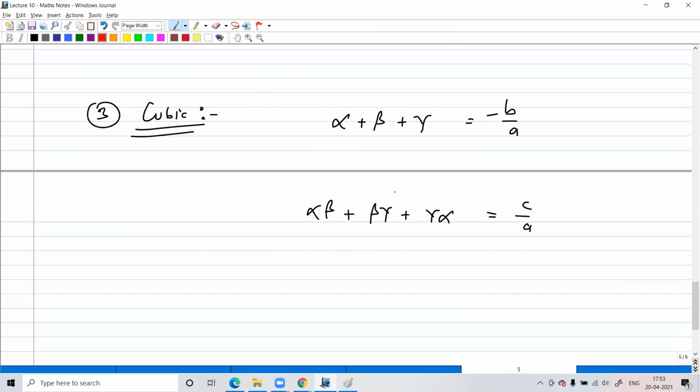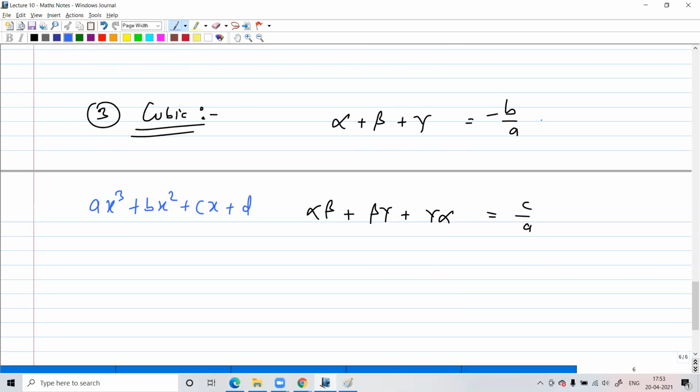And then there is one more. See, if we are writing a cubic polynomial, what is the standard form? First of all, standard form of a cubic polynomial, who will tell me? Ax cube plus bx square plus cx plus d. Okay, so we did minus b by a, c by a, but there is something missing. D by a is missing. That also is something. What is that?